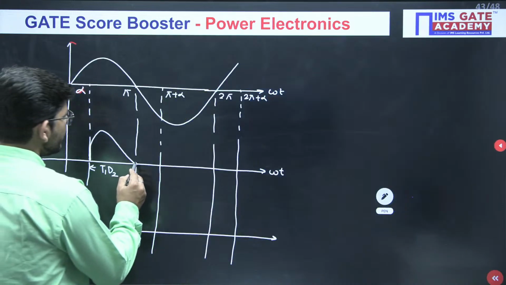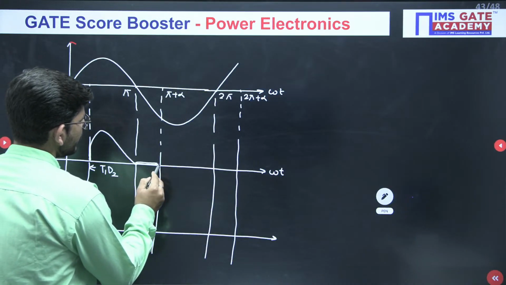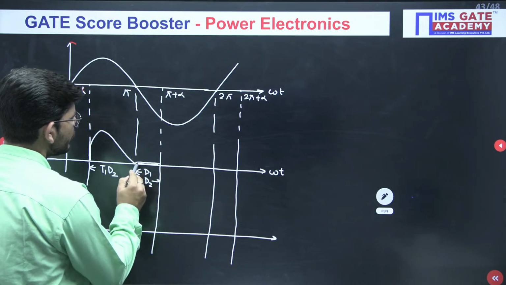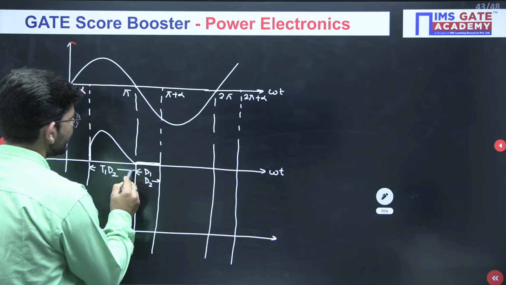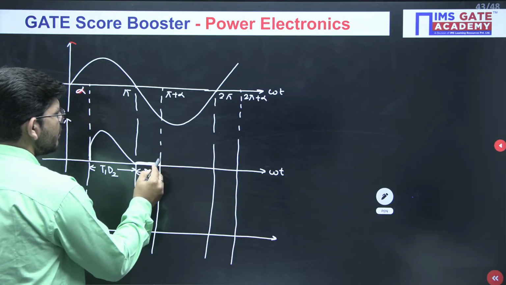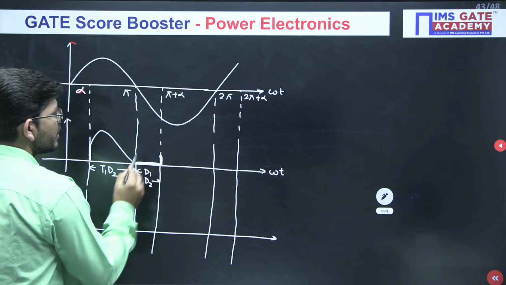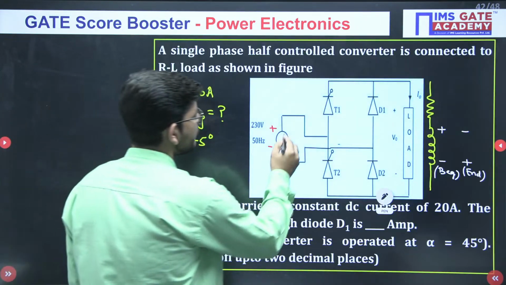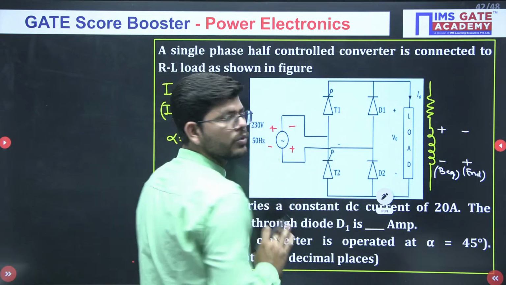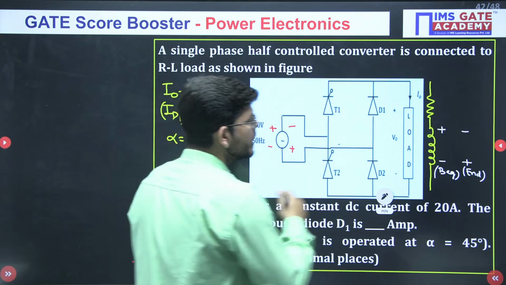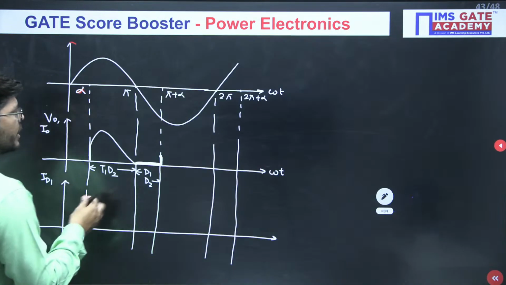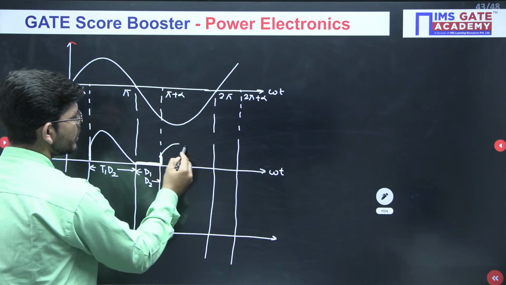So what will happen? During this moment, we will be having D1, D2 conducting. Okay, and T1, D2 have conducted up till this moment. Now next time what will happen? Now we are at pi plus alpha, negative cycle is going on. So during the negative cycle, when we are having this polarity, due to this polarity, D1 and T2 will be forward bias, and they will be again storing the energy across the inductor with this polarity. So output will be equal to input, and output will be following the input like this.